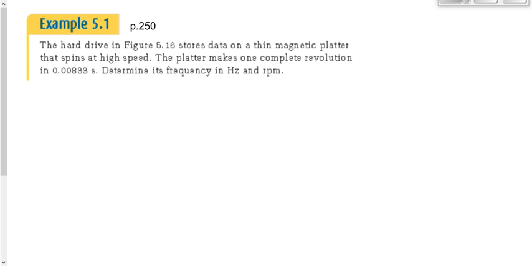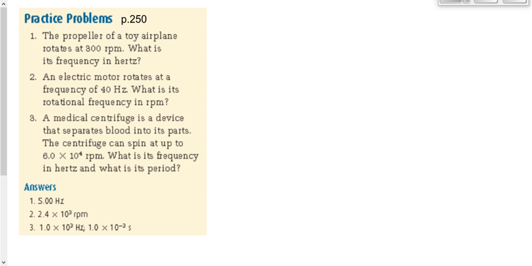All right. We had a few questions that we were working on the other day on page 250. Any issues with any of those three questions on page 250? Nick, can we do 1 and 2? 1, 2, and 3? Okay, we'll do all three of them. Number 1 says the propeller of a toy airplane rotates at 300. What is this RPM?